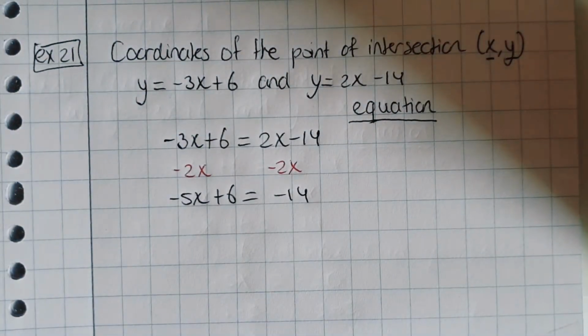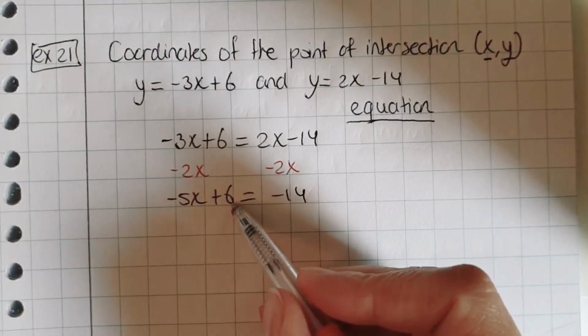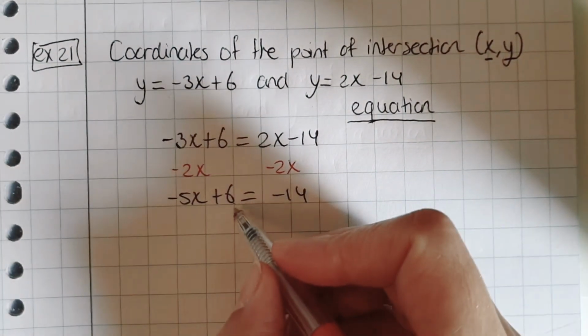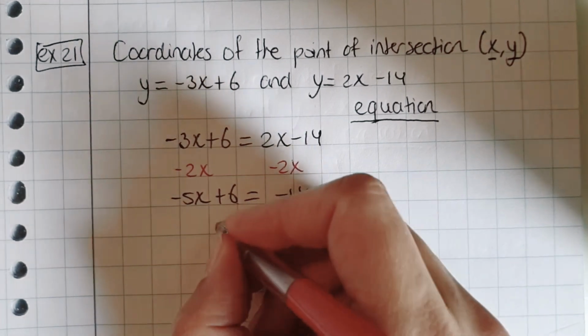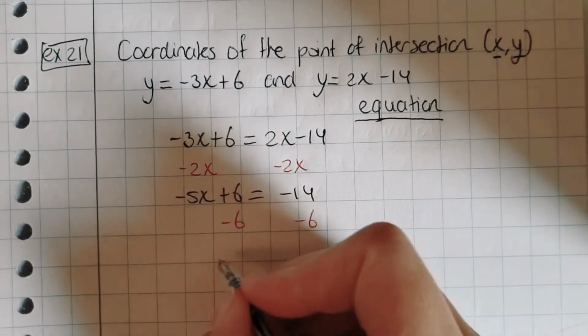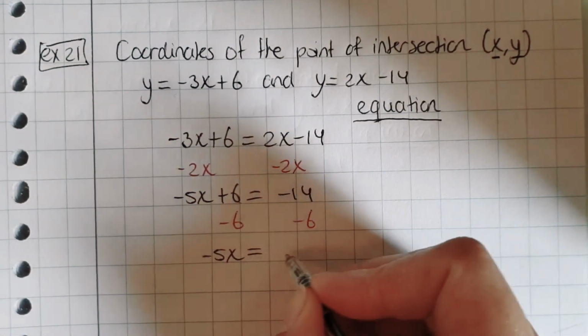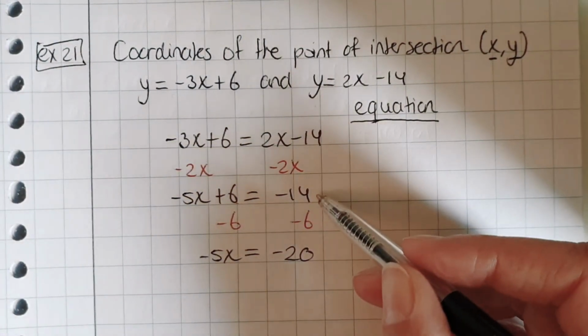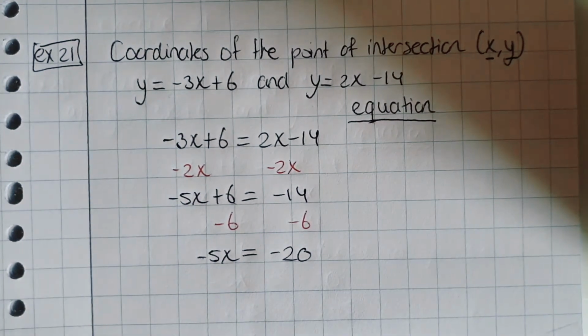And then I'm going to have a look at the numbers. So there's a plus 6 here, it's supposed to be on the other side. Therefore, I'm doing the opposite of plus, which is minus 6 on this side. Minus 6 on the other side. Leftovers are minus 5x and minus 20, because minus 14 minus 6 is minus 20.